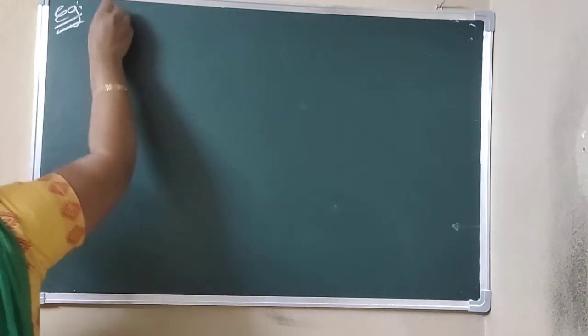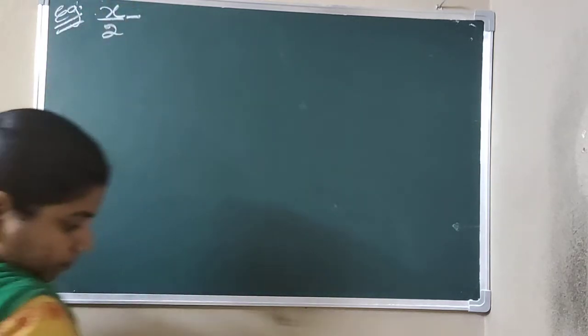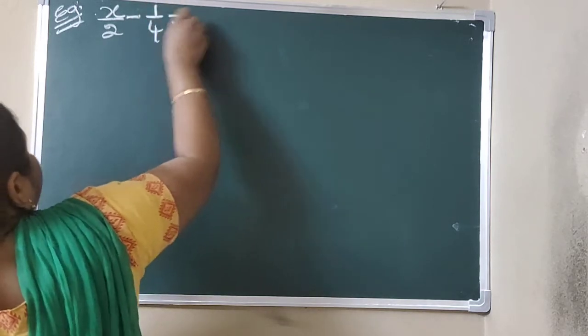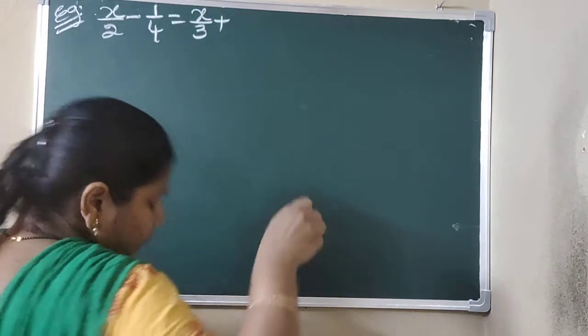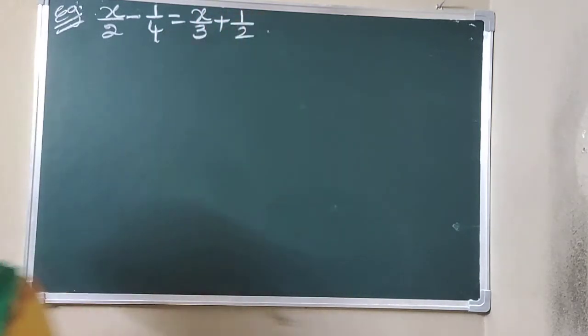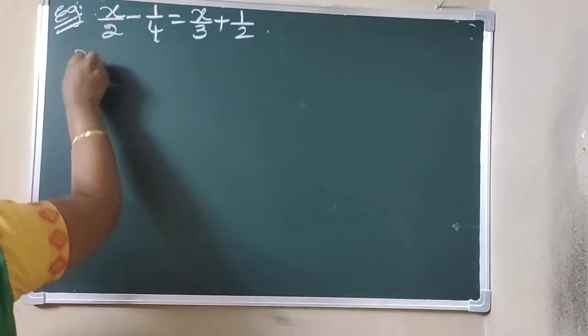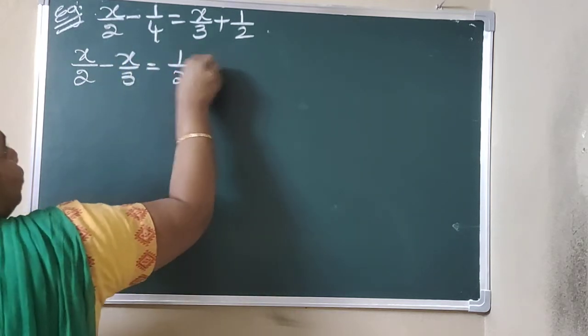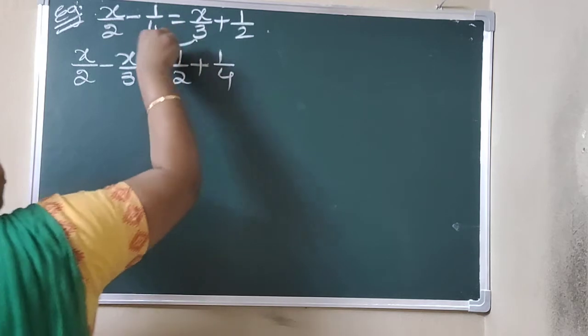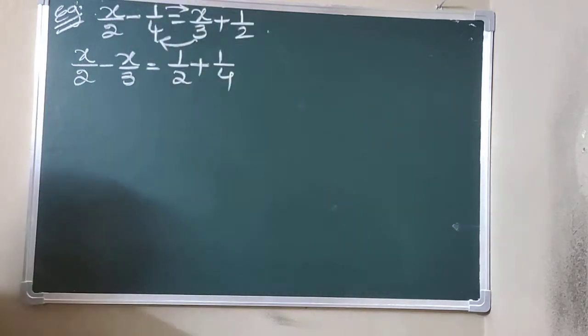That is x by 2 minus 1 by 4 is equal to x by 3 plus 1 by 2. So what do we have to find? We have to find the x value here. So how to find the x value? Take the LCM, or first you can transpose the terms here. Bring the variables to one side and take the constant values to the other side. So that will be x by 2 minus x by 3 is equal to 1 by 2 plus 1 by 4. So this term I brought here and this 1 by 4 I have transferred to the other side.